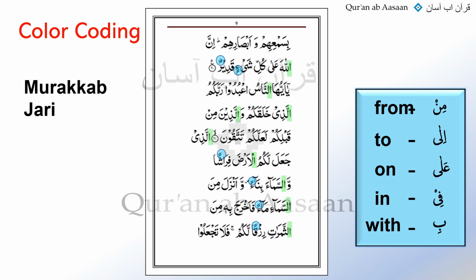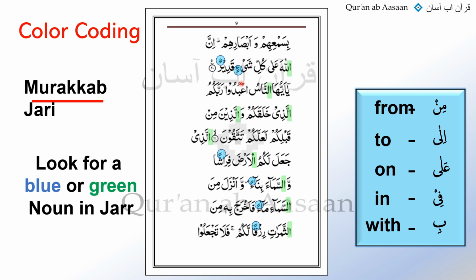We know that the color coding Murakkab Jari, we are going to underline them red. How are we going to look for the Murakkab Jaris now? Do we just read through all the lines and look through all the 64 pages and start looking for these words min, ila, ala, fi, bi? No, we look for already colored blue or green nouns, the common and proper nouns. We look at all the colored nouns and look for those specifically that are in jar. Okay, and then we look behind them and look for these harf jar.